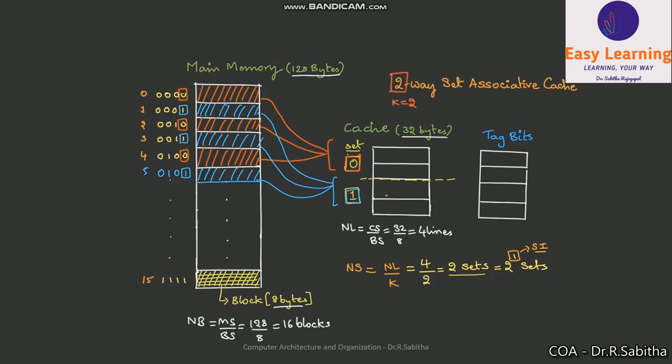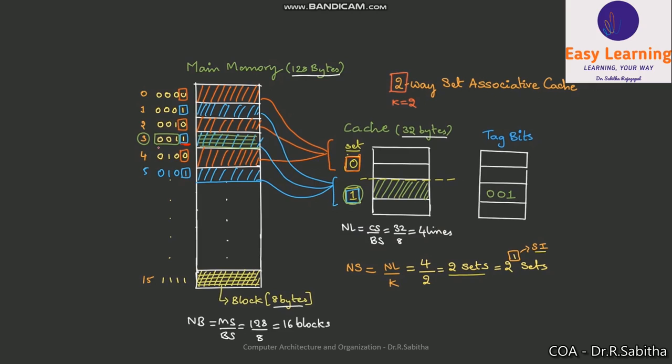Those blocks whose block index has the least significant bit value 1 will be mapped to set 1. Let us now move block 3 into the cache. So block 3 will be moved into the cache line which belongs to set 1 because the least significant bit is 1. It could be moved either to this line or this one. I'm moving it to the first line of set 1.